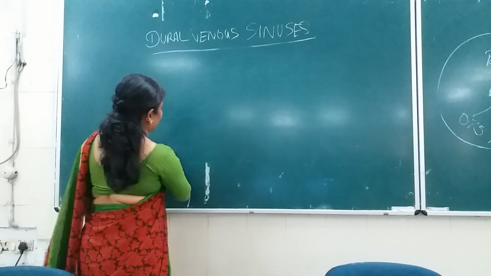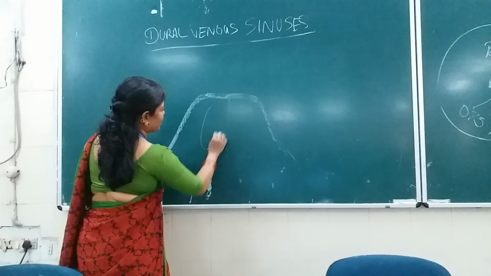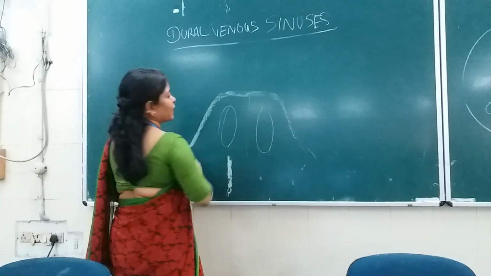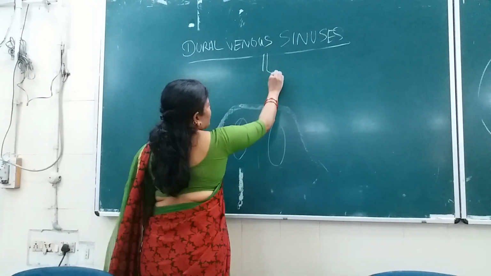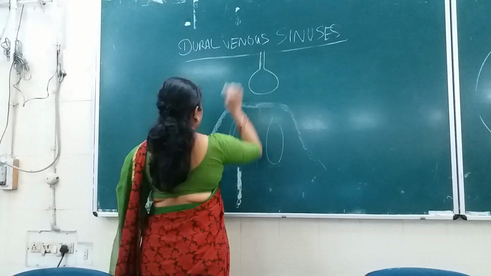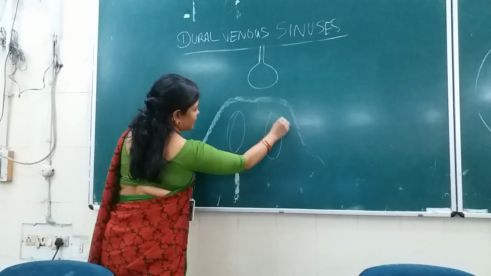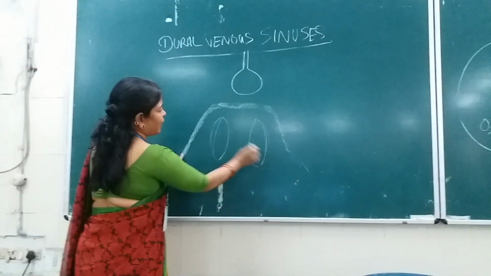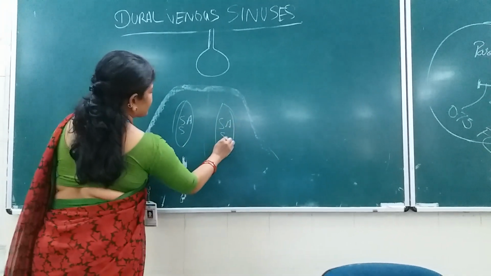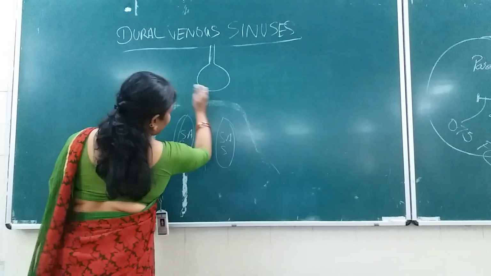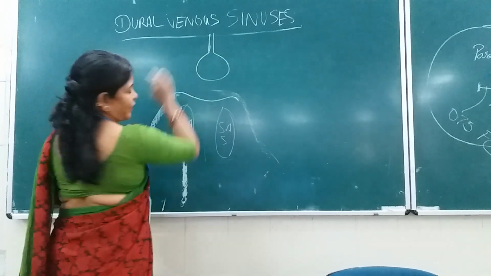Just see the diagram here. Don't get worried about that. I am making the coronal section here. Watch carefully. This is what I have made. This is the body of the sphenoid and this is the sphenoidal air sinus. And this is the sella turcica I have drawn here, where the pituitary gland will sit.